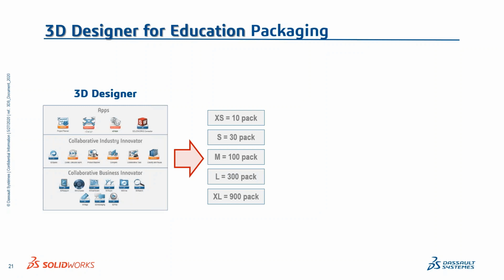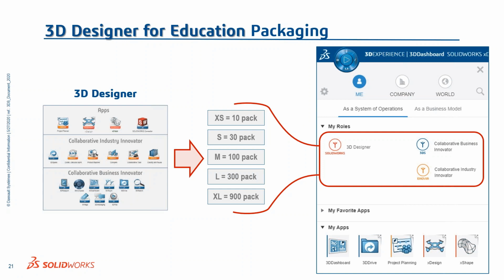So it's not like a SOLIDWORKS floating license where you buy a 200 seat SOLIDWORKS and then you can have more than 200 students use it. These are named users, so one-to-one. So if you have a class of 90 students, best to buy the 100 pack, and then you can have each of those 90 students have their own login for the platform.